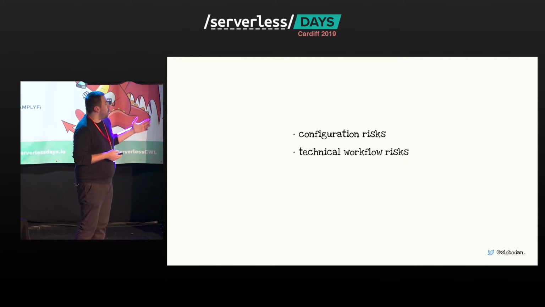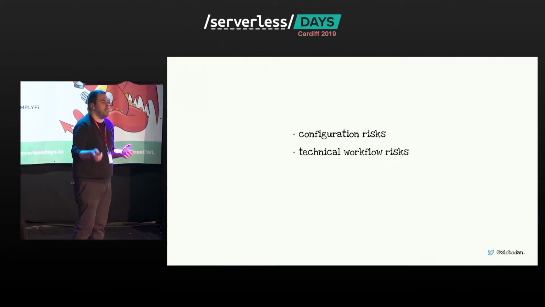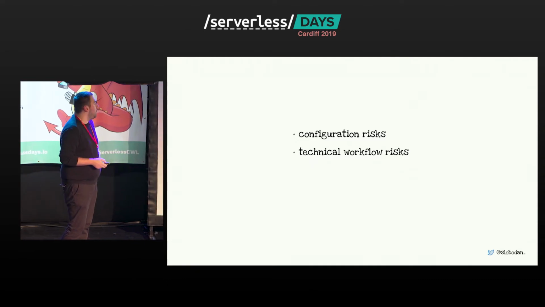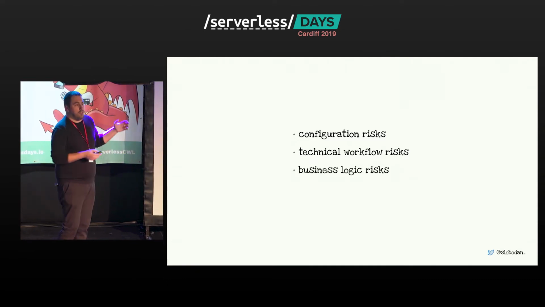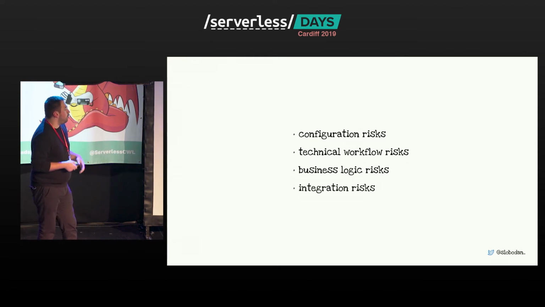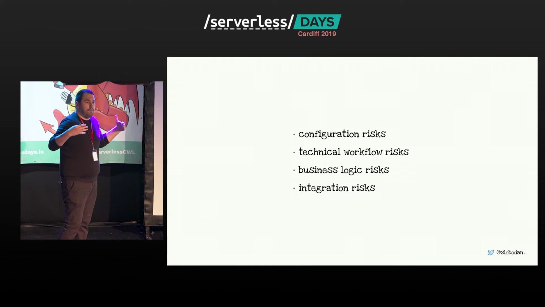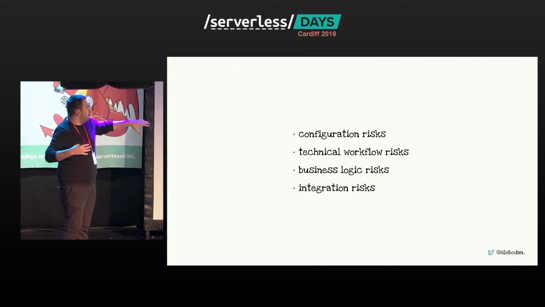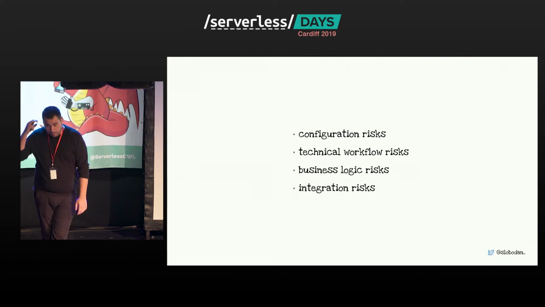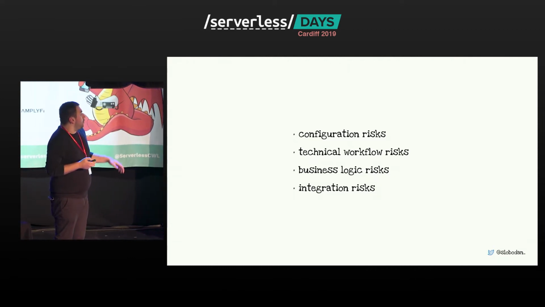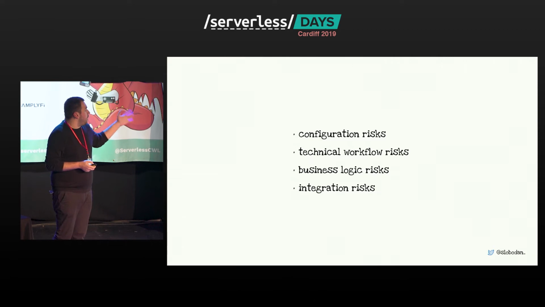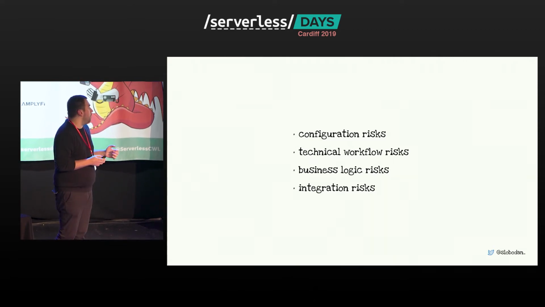Then you have technical workflow risks. Are you parsing the event as you should and things like that? Then you have business logic risks. Is your code working in a way that it should work? And finally, you have some integration risks. You need to make sure that your service will work with other services. And again, you can write a function in many different ways to think about all those risks and handle those risks.